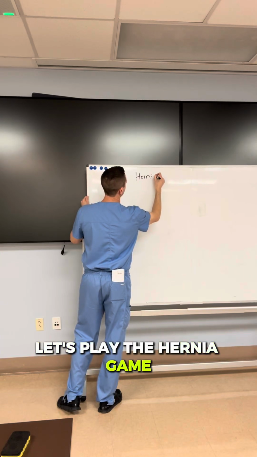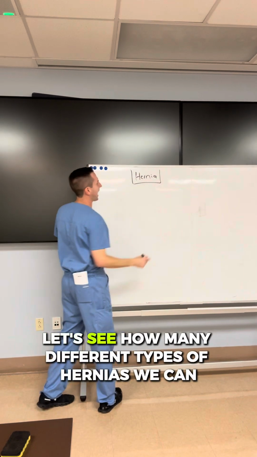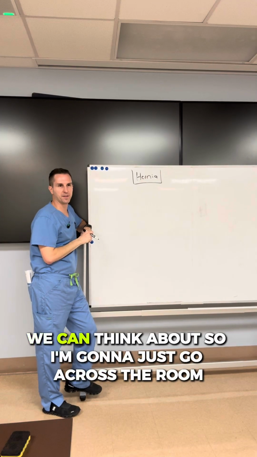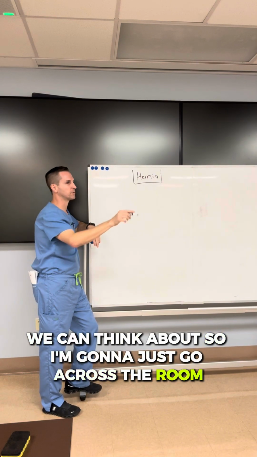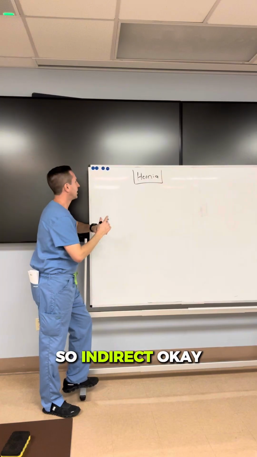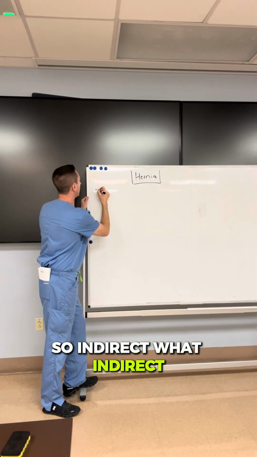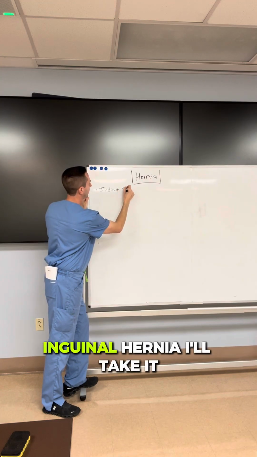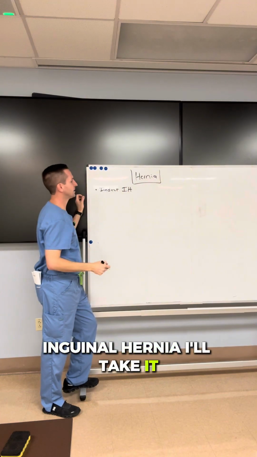Let's play the hernia game. Let's see how many different types of hernias we can think about. So I'm going to just go across the room. So indirect. Okay, so indirect what? Inguinal. Okay, so indirect inguinal hernia. I'll take it.